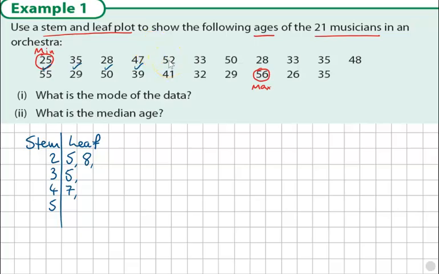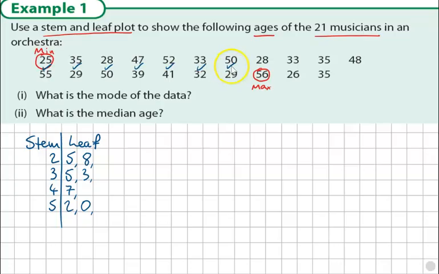Next we have 52. So we're going to put a 2 to the right of the 5 with a comma. So that 2 represents 52. We tick off the 52. Next we have 33. So we put a 3 to the right of the 3 with a comma. So that 3 there represents 33 and tick it off. Next we have 50. So we put a 0 to the right of the 5. That 0 represents 50. So 5, 0, 50.